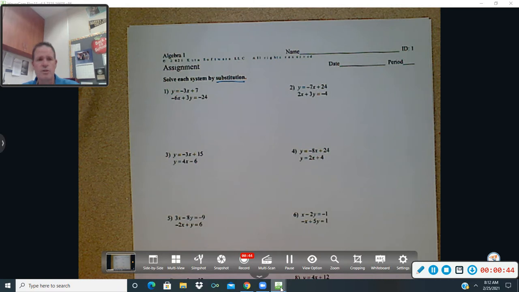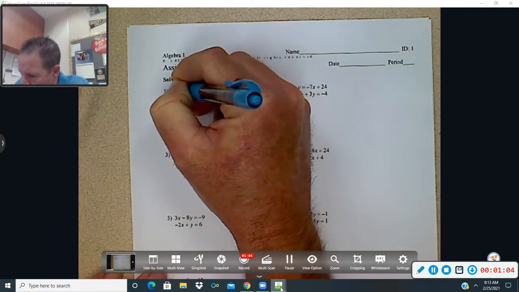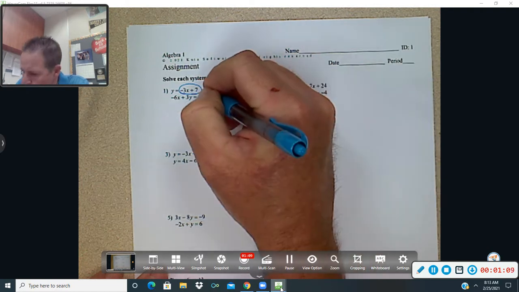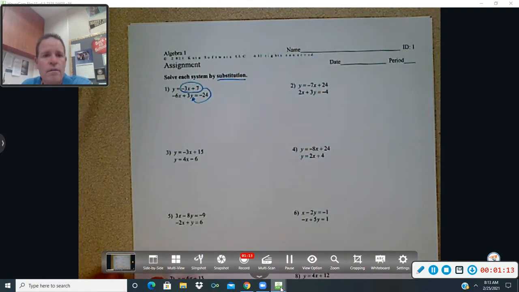So remember, substitution means that you're going to plug one equation into the other equation, right? So you're taking what x is or what y is, and you're plugging it in to the other equation. So if you already know what x or y is, that makes it a little bit easier. For example, number one, you already know what y is. y is negative 3x plus 7. So what you're going to do is substitute that in for y.